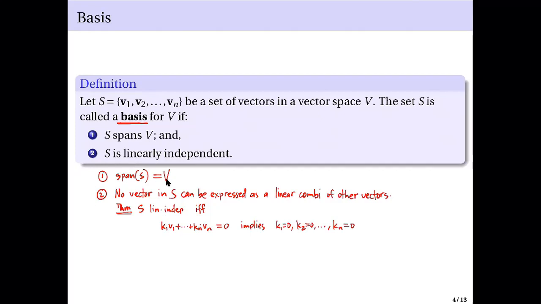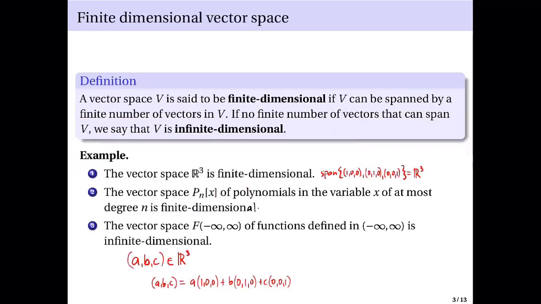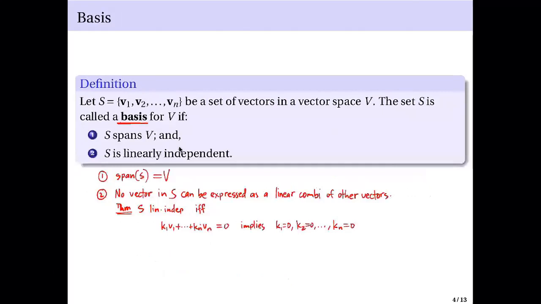To show the first condition, we may use this method here, at least in R3 or in Rn. In the space of polynomials, we use the method that we did before, like compare coefficients, etc. So span and linear independence together define a basis.